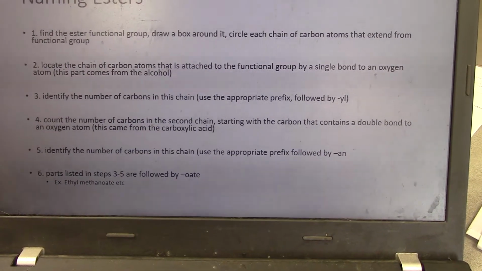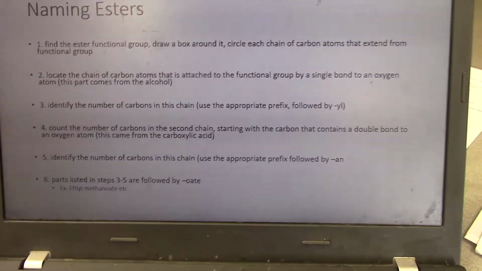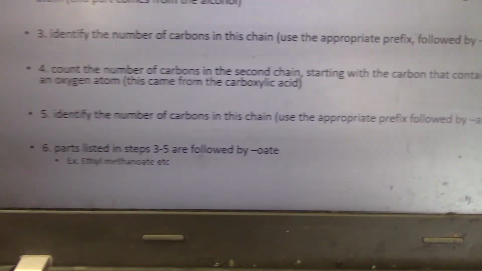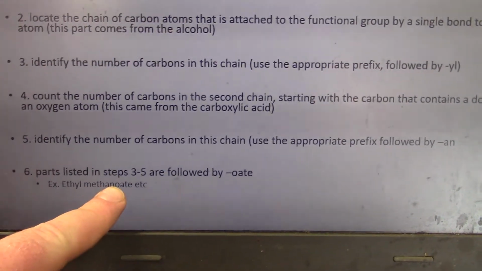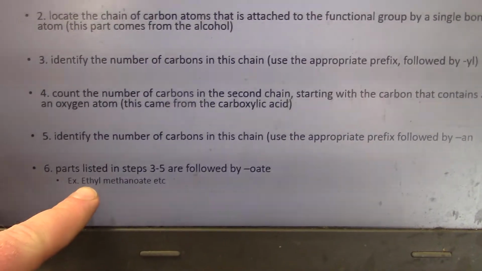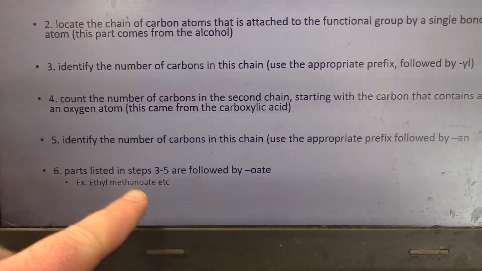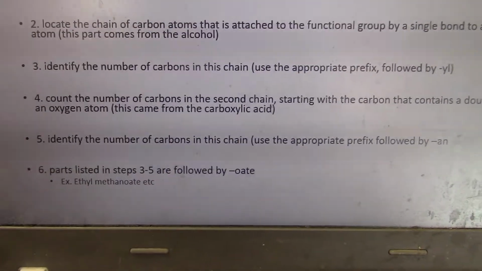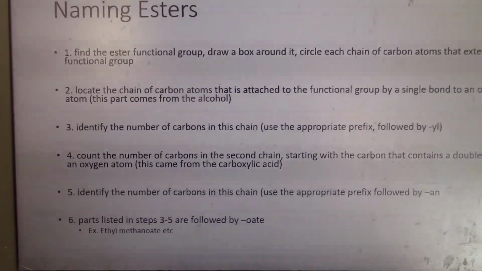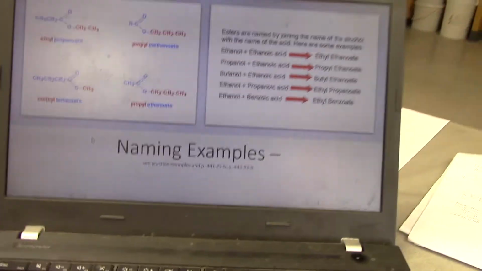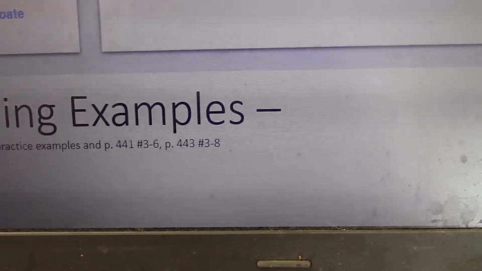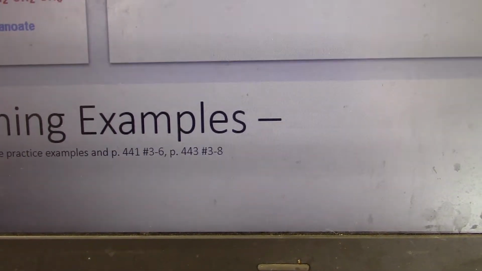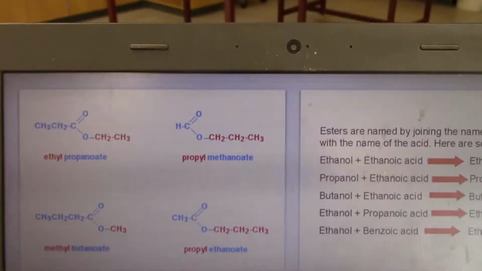This is going to be pentan or propan. And the way we finish off naming an ester, this is the alcohol portion, and that's the carboxylic acid portion. So rather than ethanol, ethyl, and then the carboxylic acid portion becomes OATE. Okay, so those are your naming rules. Here's some naming examples. Page 441, numbers 3 through 6, and page 443, numbers 3 through 8 address esters specifically. But this is how you do it.